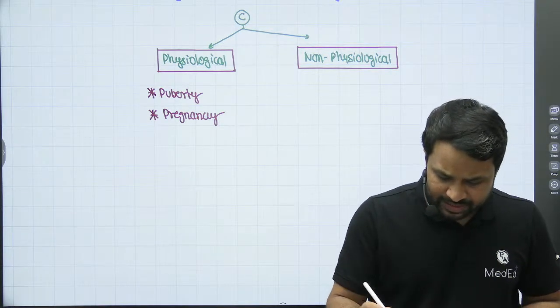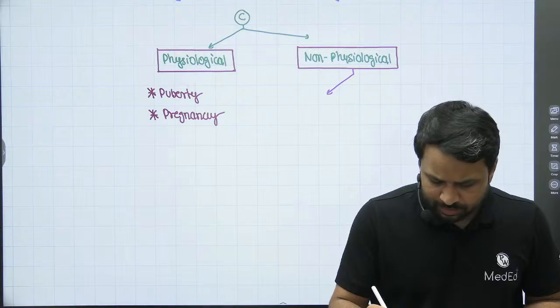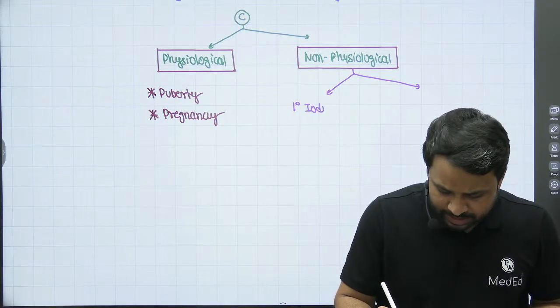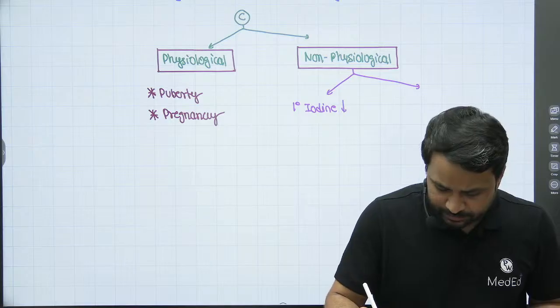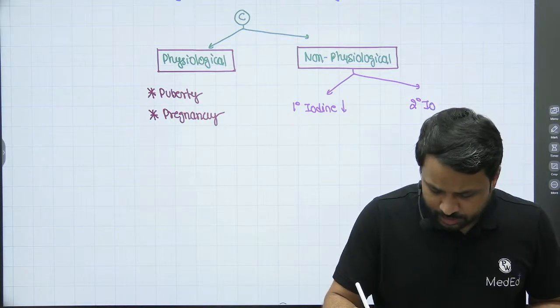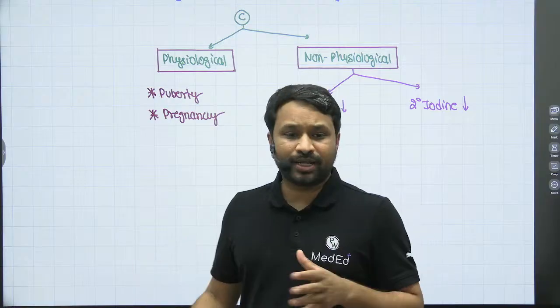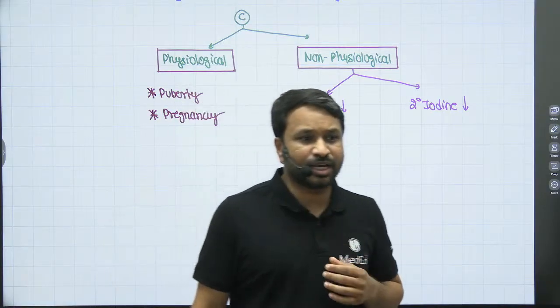In this, I can divide them into two categories. One is the primary iodine deficiency. Another one is the secondary iodine deficiency. What is this primary? What is this secondary?